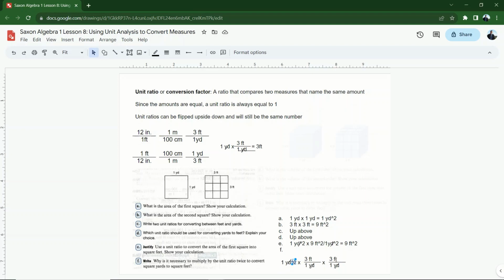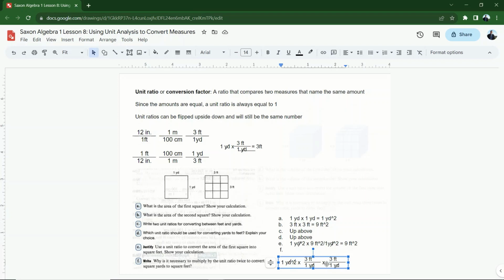1 times 3 times 3. Notice also that it's feet times feet, okay? So 1 times 3 times 3 is 9. Let me just extend the length of this. We're going to say this equals 9. And what am I left with for my unit label? Well, here I have feet, and then I have times feet. This is going to be 9 feet squared. So the point is I multiplied by my conversion factor 2 times to change a square unit into a different square unit. I had to multiply twice.